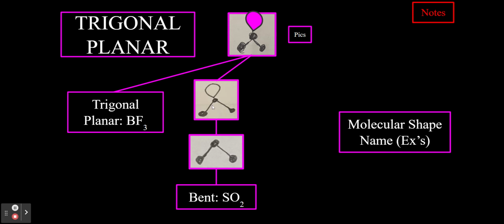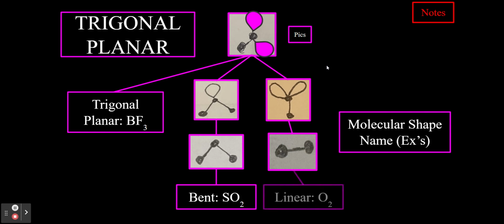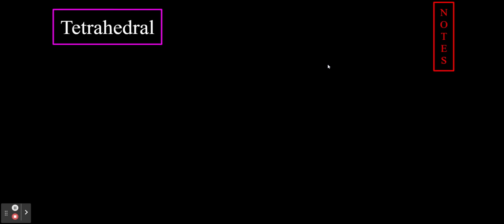I'm drawing the electron geometry with the lone pair, and then without it. Then if I add another lone pair onto my trigonal planar electron geometry, I get a linear shape. All right, that was oxygen gas.